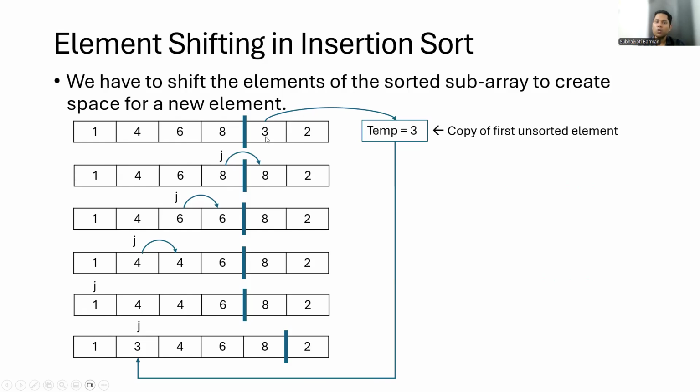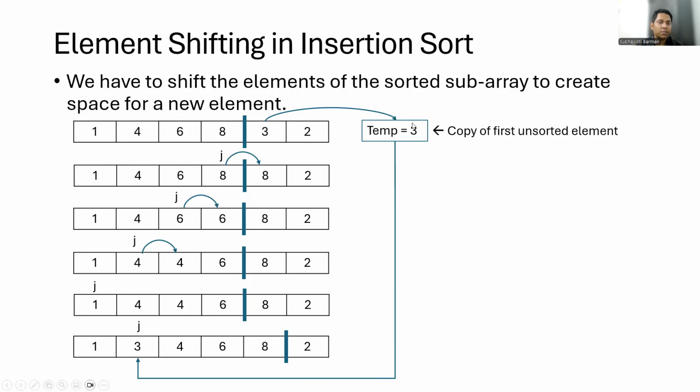So what do I have to do? Basically, we should keep a copy of this number 3 within a temp variable. Fine. Now, we will iterate over the sorted subarray from right hand side to left hand side. If we encounter any element which is greater than 3, what will we do? We will shift that element to the right hand side.